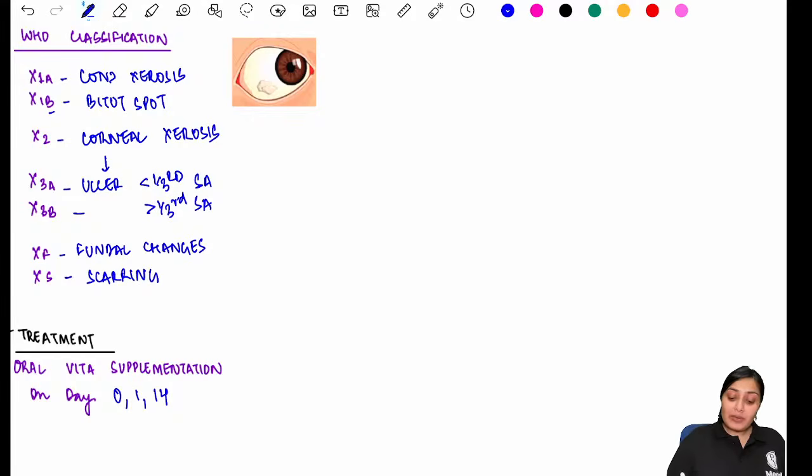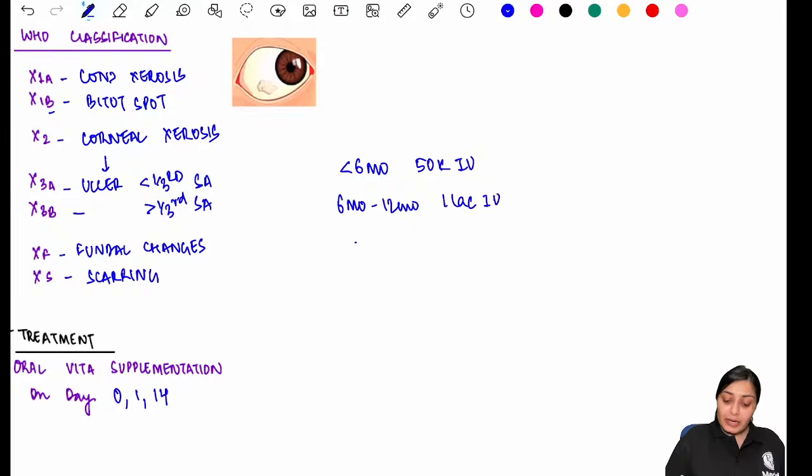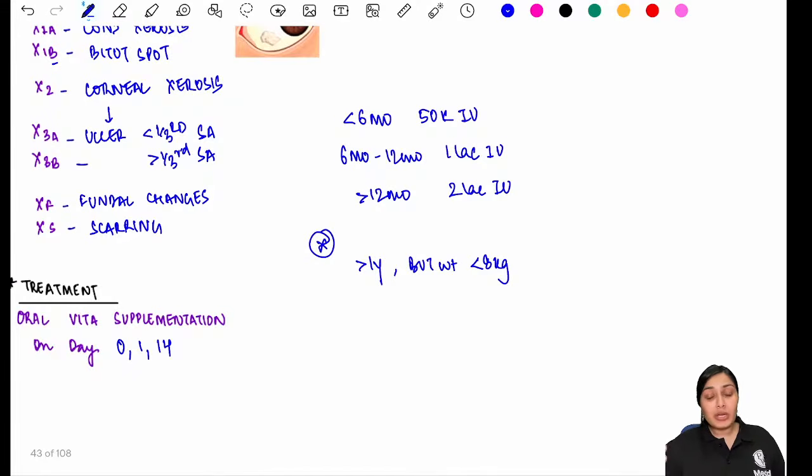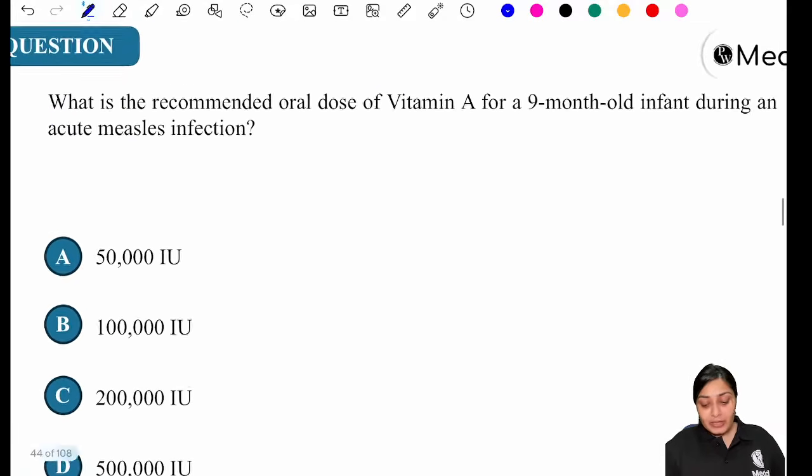What is the dosage? If the child is less than 6 months of age, it is 50,000 international units. 6 months to 1 year, it's 1 lakh international units. And after 1 year, it's 2 lakh international units. Remember, there's a catch. If there is a child who is above 1 year of age, but the weight of the child is less than 8 kg, then you give half dose. Usually after 1 year, we give 2 lakh international units. But if the weight of the child who is above 1 year of age is less than 8 kgs, then you give half the dose, that is 1 lakh international units. Right? So with that, let's move to the next question.